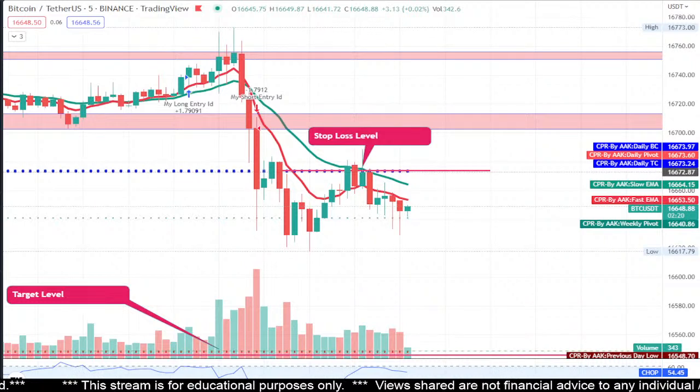Until the time we are following the ATMA, which is a red line, we are good. So we can be in this trade and wait for more profit to show up.